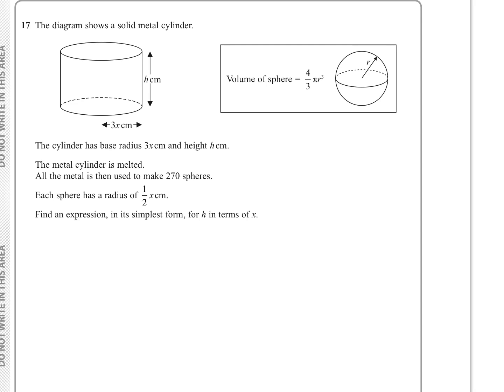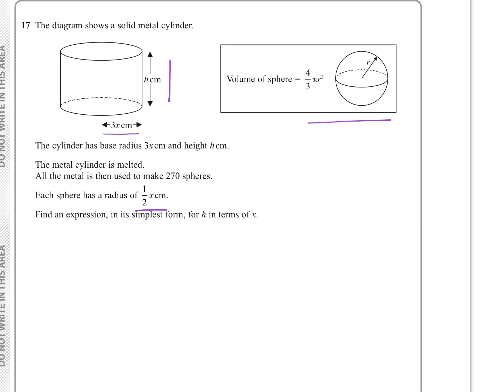Question 17. The diagram shows a solid metal cylinder, and it tells you the base radius and the height, and it says it's melted, and all the metal is then used to make 270 spheres. Okay, now it tells you that each sphere has a radius of half x centimetres. So find an expression in its simplest form for h in terms of x. So I'm just reading this question for the first time, so forgive me for being a bit slow.